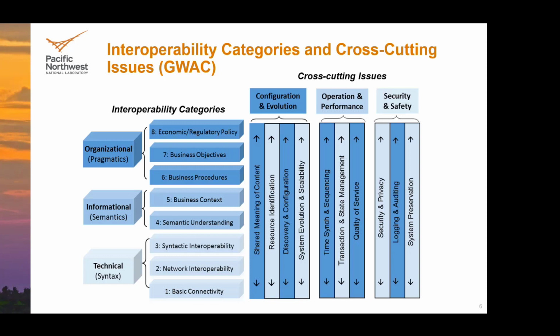Once again, these categorizations are the dimensions that we can use to look at the status of transactive energy standards today, where we stand on that, the landscape. Of course you're familiar with the GWAC stack, and you'll see two different sets of categorizations here. The interoperability categories themselves start at technical basic connectivity and migrate upward through the informational and organizational, ultimately ending up in business objectives and economic regulatory types of things. And then, more recently, the cross-cutting issues. These are the types of processes that have to be in place regardless of the level of interoperability in the GWAC stack that you're talking about.